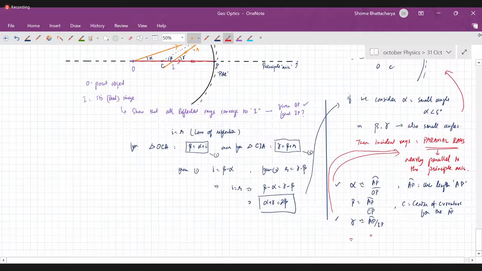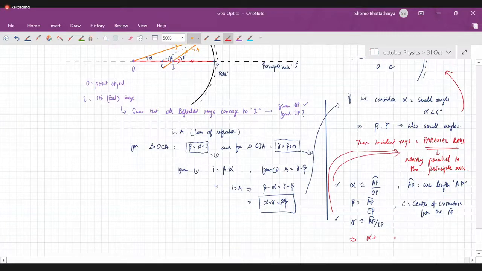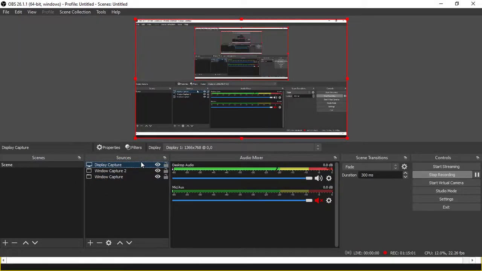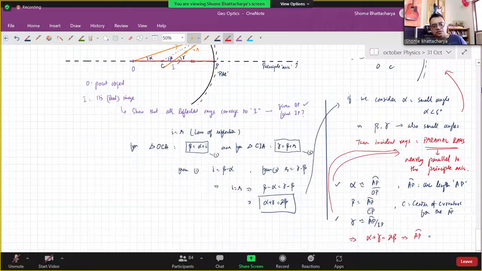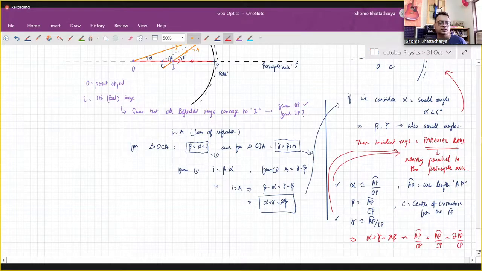So this thing that alpha plus gamma is equal to 2 beta now implies that arc length AP upon the object distance OP plus the same arc length AP divided by the image distance IP becomes 2 times the arc length AP divided by the distance of the center of curvature CP. So we get a relationship between object distance, image distance, and radius of curvature.